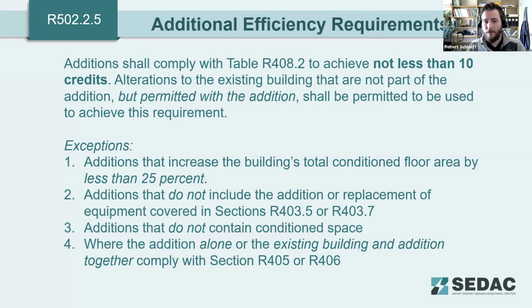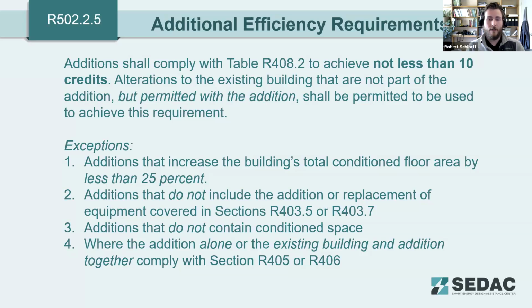So if you're an existing building project that gets triggered by the substantial energy alteration, you'll need to achieve not less than 10 credits. Alterations to the existing building that are not part of the addition but are permitted with the addition shall be permitted to be used to achieve this requirement.